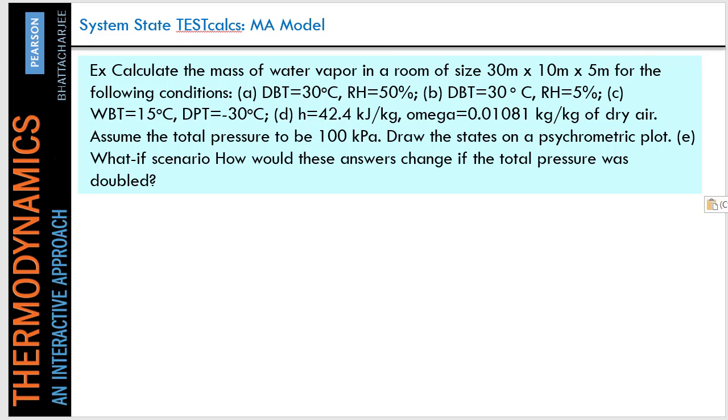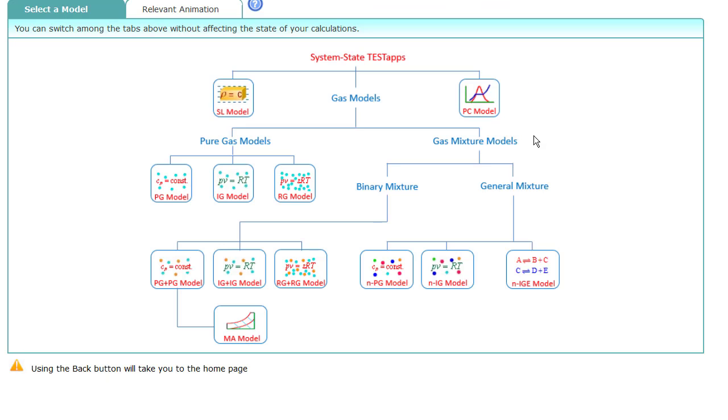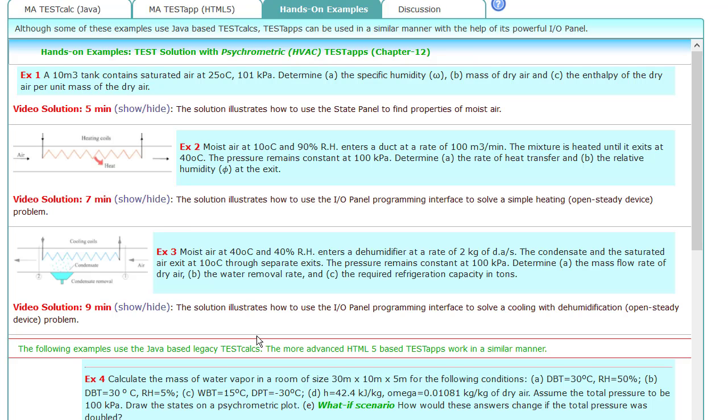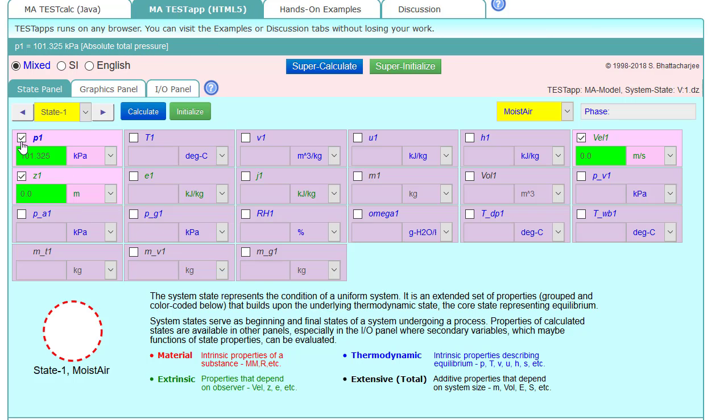So we're going to go to TESTcalcs, and this is going to be system states, obviously, since we're finding just the properties at different states and comparing them. Moist air model. And then the test app. It says 100 kPa. We could have left it at 100. It would have given us a very similar answer, but we'll change it to 100. And then volume is going to be 30 by 10 by 5 as stated.